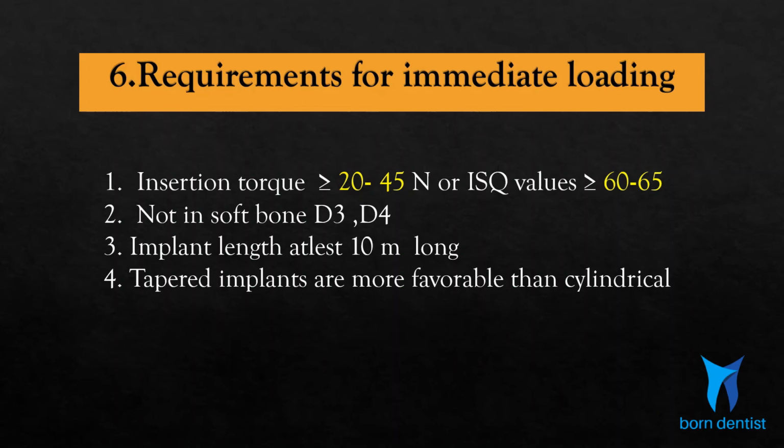There are shorter implants which are of 8 or even 6 millimeter height. When these are to be used, they are to be used with increased diameters and also associated with delayed loading. No immediate loading with shorter implants. Now, the fourth criteria is regarding implant design. Choosing a tapered design and an actively threaded implant over non-threaded cylindrical implants favors immediate loading.